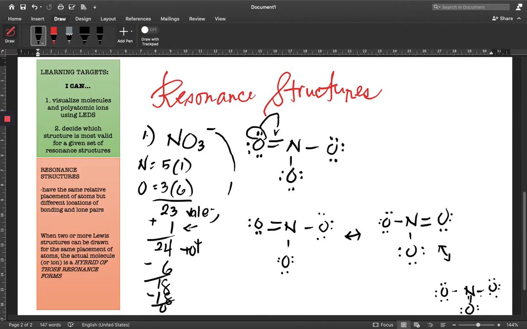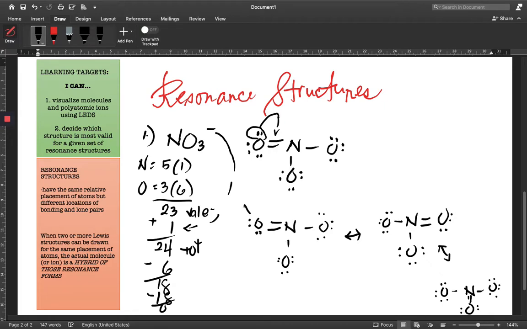Right, so we can have that. These are equivalent structures and they mean the same thing. It's just that the electrons are being delocalized, meaning the electron pairs are traveling from one pair of atoms to the next. They're traveling from this side.